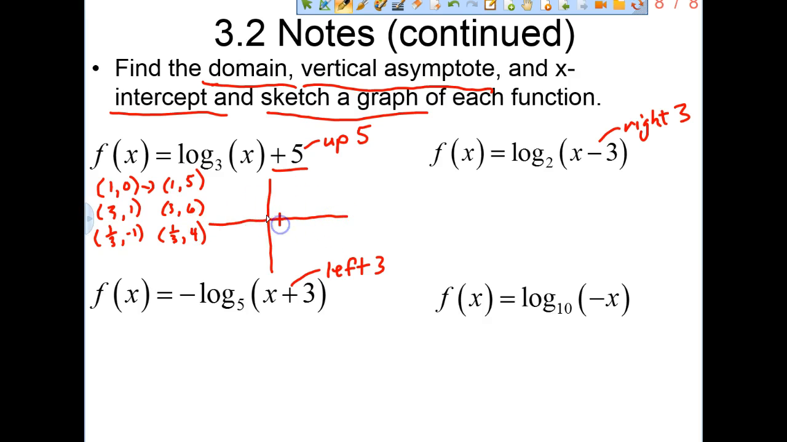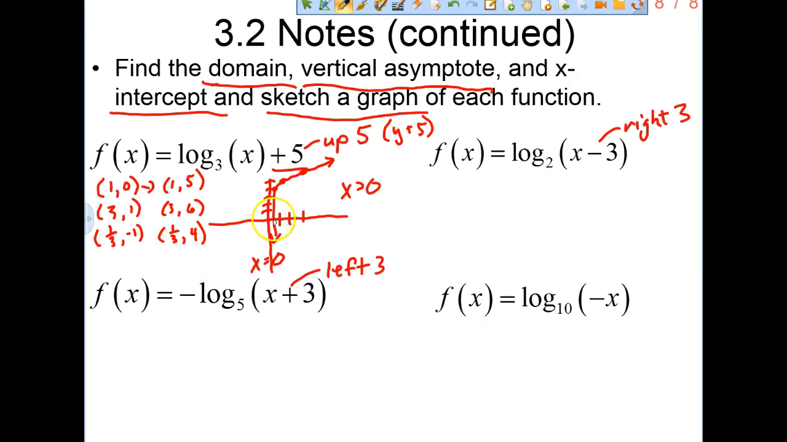All right, 1, 5, 3, 6, and 1/3, 4. So that would be here, and we still get this. Now notice, when I went up 5, I added 5 to the y value, right? I said y plus 5. Remember, the vertical asymptote is an x equals, right? It's x equals 0. So I'm not changing the vertical asymptote. So that's still the asymptote, which means the domain is still x greater than 0.